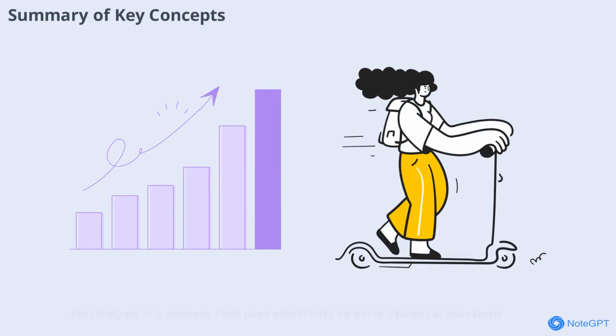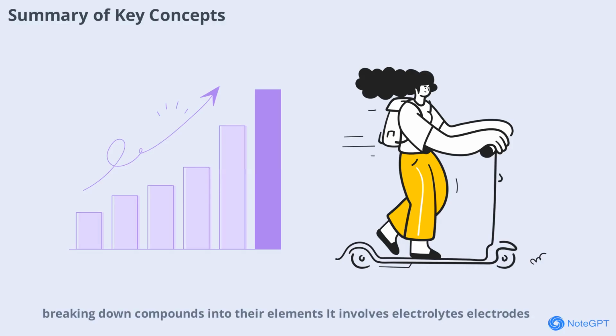Recap: electrolysis is a process that uses electricity to drive chemical reactions, breaking down compounds into their elements. It involves electrolytes, electrodes, and redox reactions. Applications range from metal extraction and purification to electroplating and green technology. Mastering the basics and practicing calculations are essential for exam success.